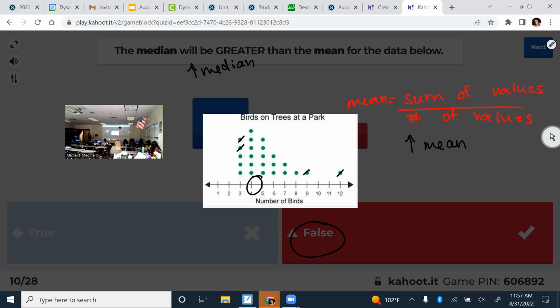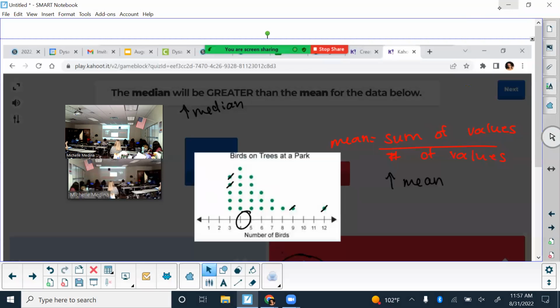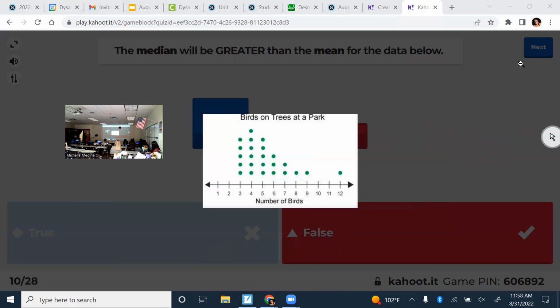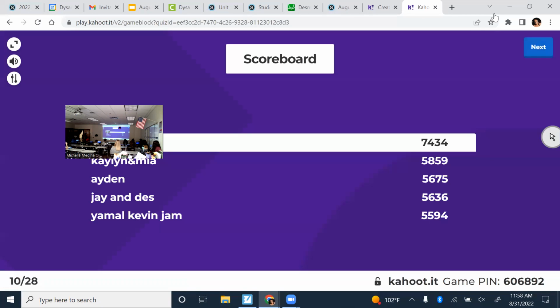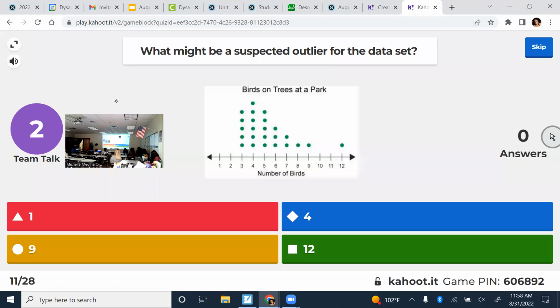Questions on this one? So we have what might be a suspected outlier for the data set.